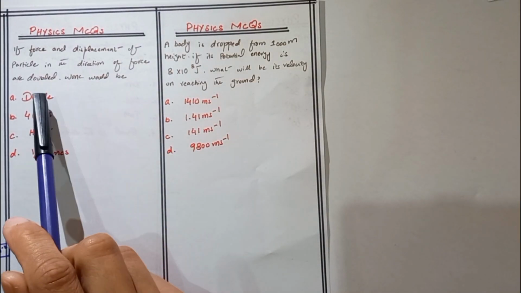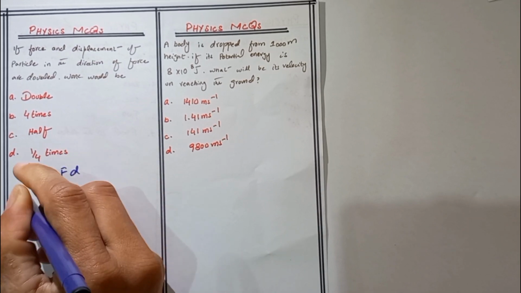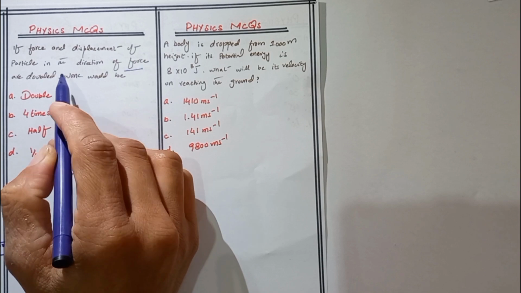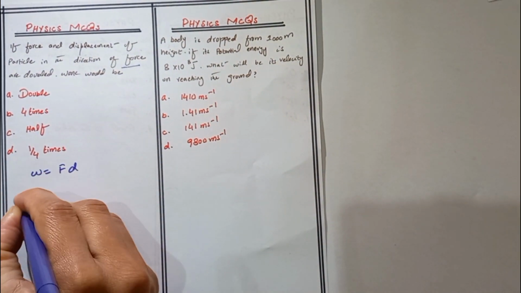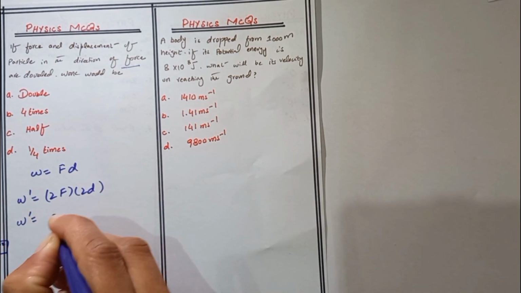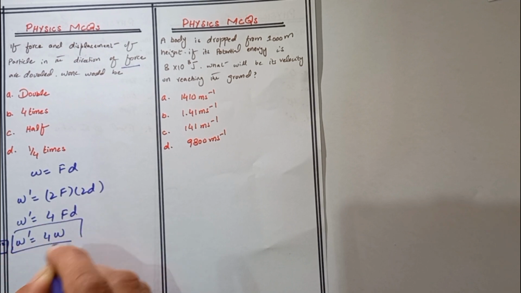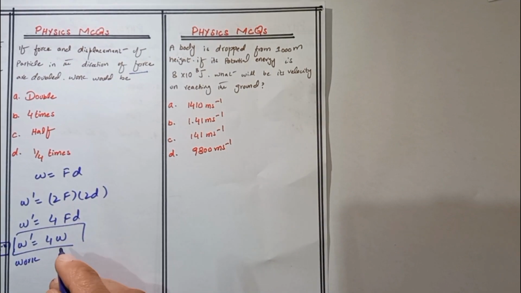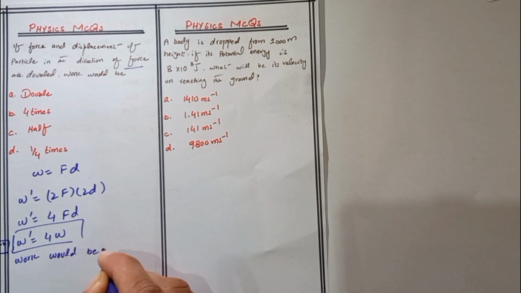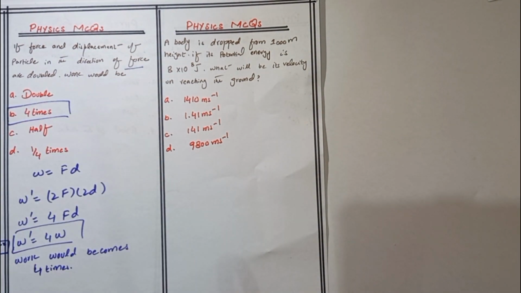If the force and displacement of a particle in the direction of force are doubled, what would be the work done? We know the work formula is equal to force into displacement. In this case, it says that the force and displacement will be doubled. So when the force is 2F and displacement is 2d, the new work done will be equal to 4Fd, and Fd is equal to the initial work done. So the work would become 4 times. So in this case, option B is correct. The work done would be 4 times.